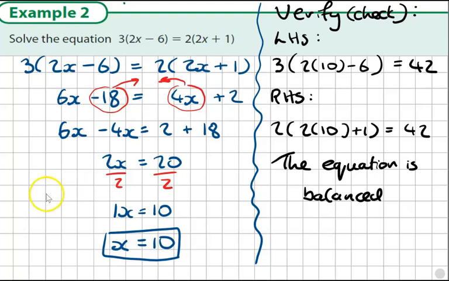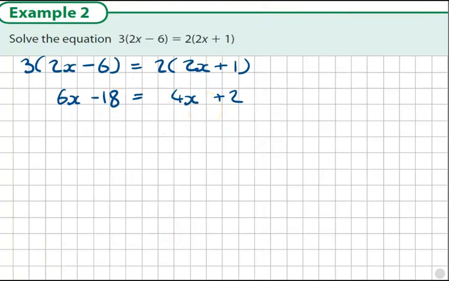So just like with the previous example, there is another way that you can solve this. So instead of carrying minus 18 over to the right, and instead of carrying 4x over to the left, we can add 18 to both sides, and we can subtract 4x from both sides. So going back to this step again, the first step is always going to be the same. You're still going to multiply out the brackets. It's at this point now where I'll do something different.